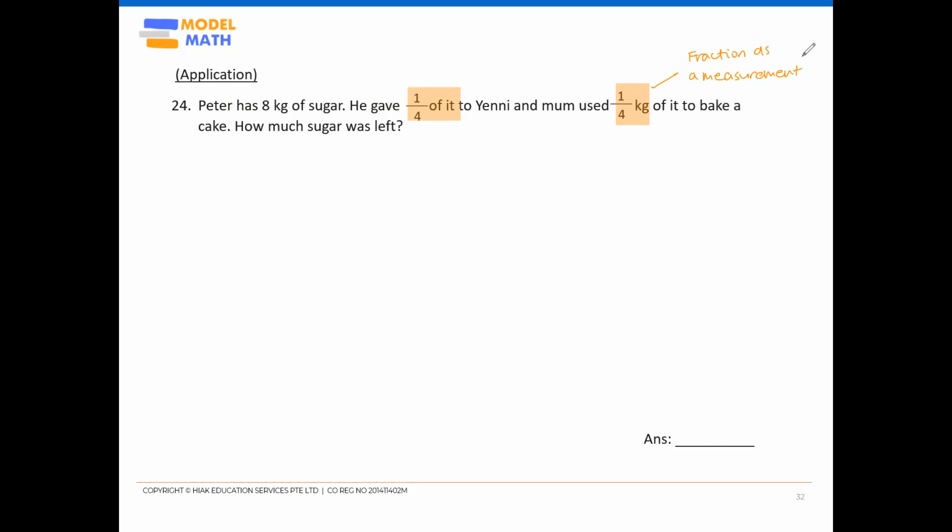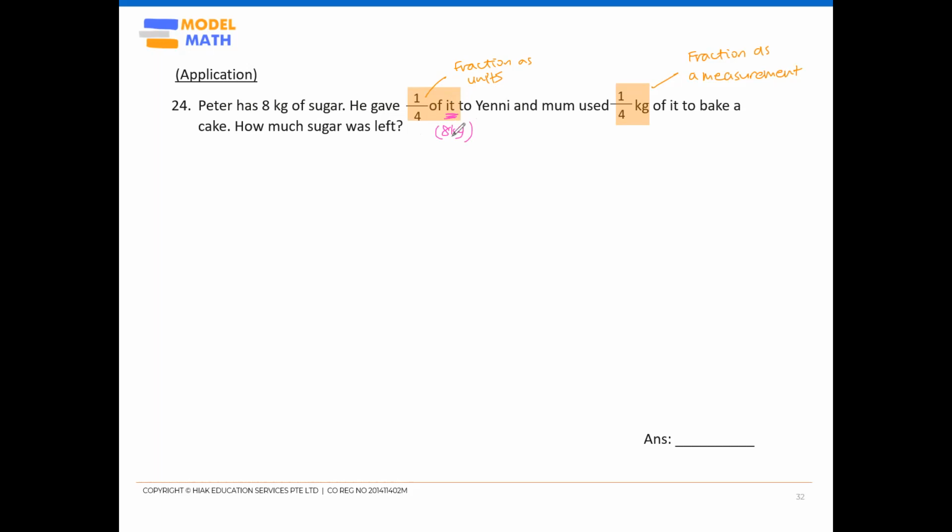How heavy is that the Mom used to bake the cake. The Mom used this much to bake the cake. Whereas for the other one, he gave 1/4 of it to Yenny. This is a fraction as a unit. Why is it units? Because if you simply read this sentence, he gave 1/4 of it to Yenny. First, what is this "it"? This "it" means the original 8 kg of sugar. He gave 1/4 of the 8 kg that he had to Yenny.